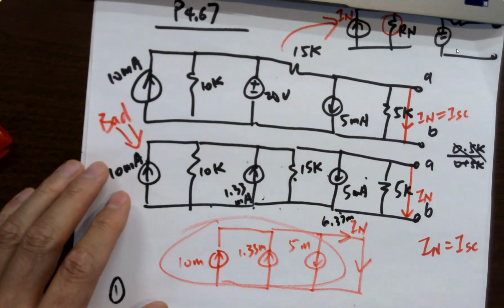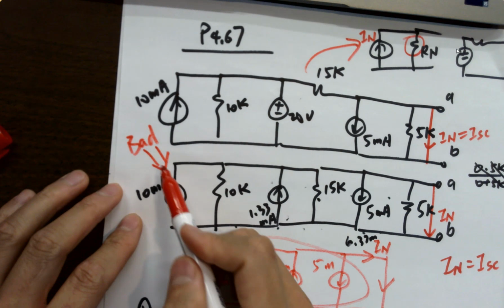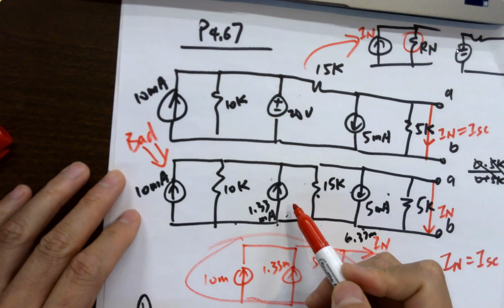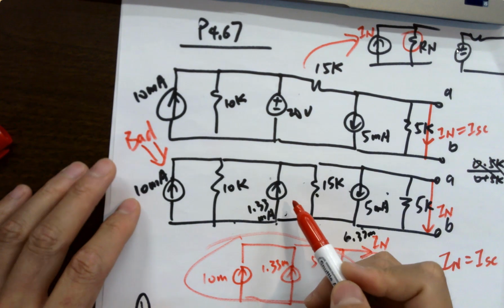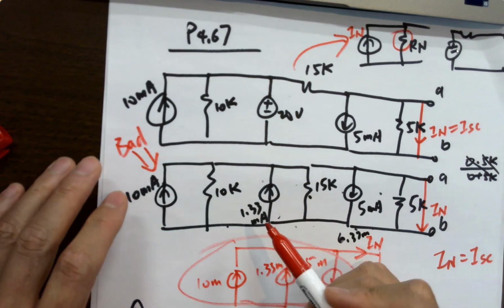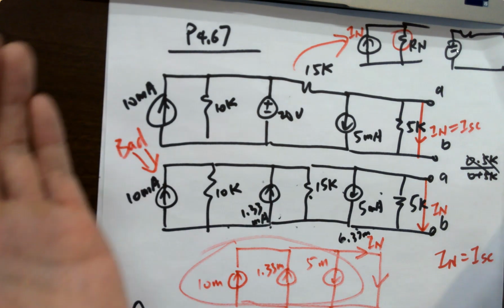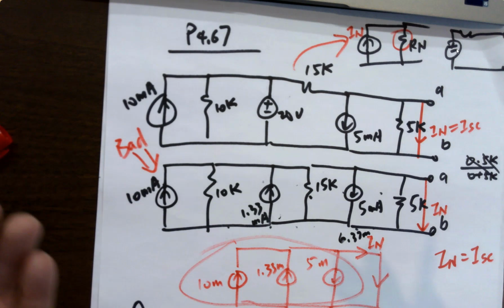Why? Because we did the source transformation at the very beginning. We got rid of the voltage source. It's changing the nature of the circuit. So start to hate circuit 1 even more. When should I do the source transformation? When shouldn't I?